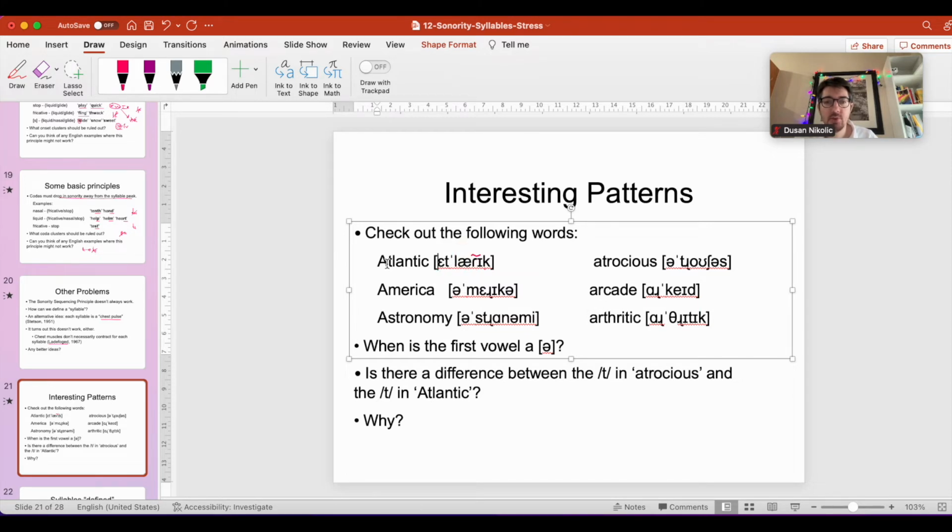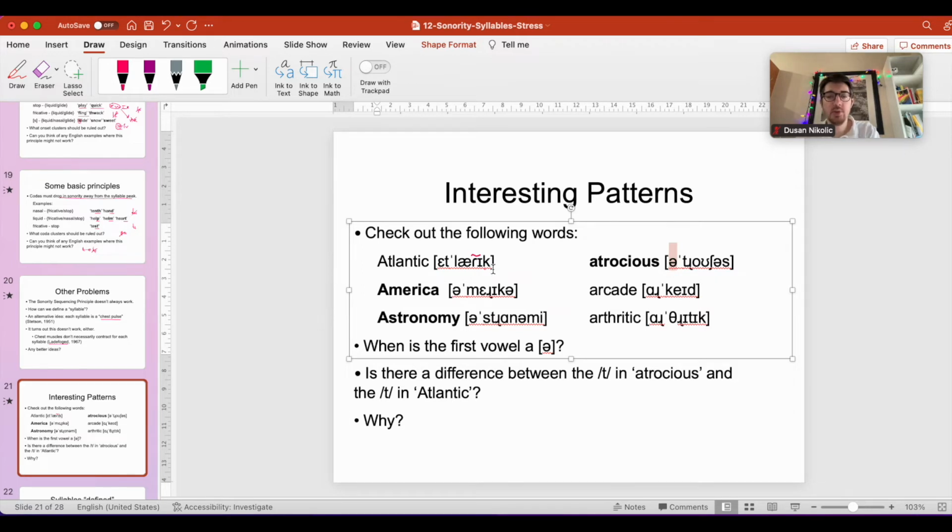Right, so what we notice here is that all of these start with A in orthography. And with all of these, the stress is on the second syllable, right? However, only 3 of these, America, astronomy, atrocious, start with a schwa, right?